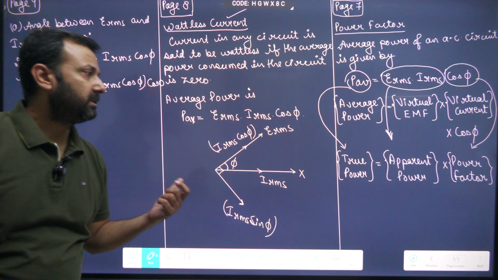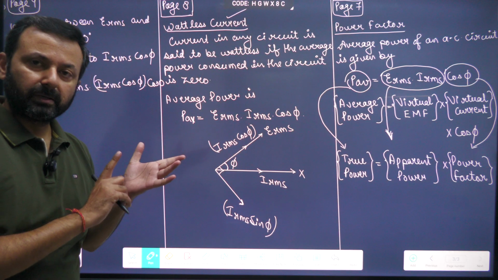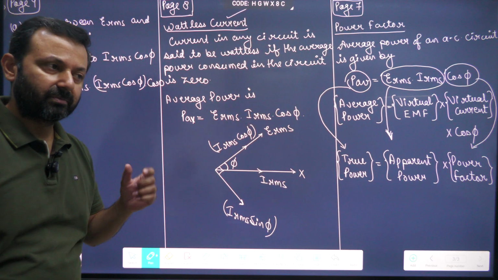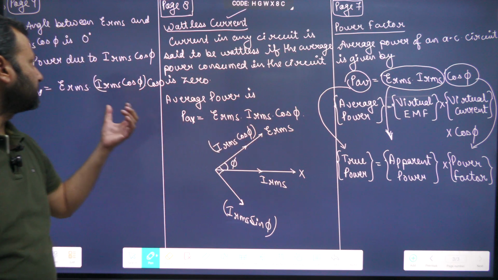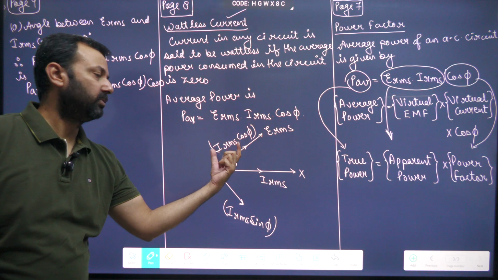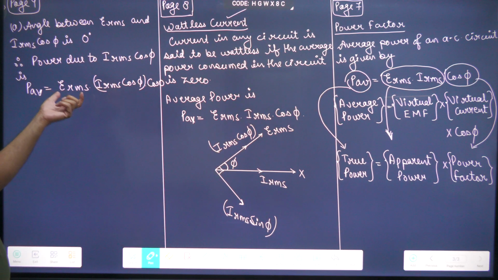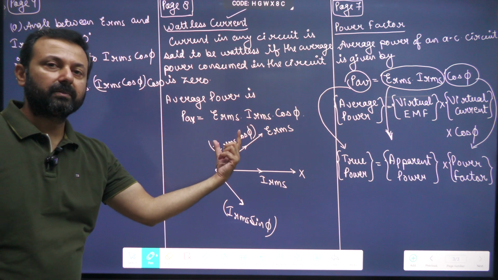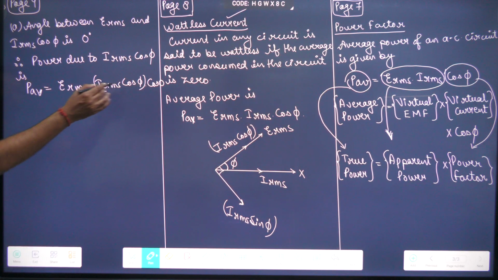This time I am not saying that. I am going to take EMF as ERMS and current as IRMS, and angle between both of them as phi. This time I am saying that EMF is ERMS, and current is this complete component, IRMS cos phi. So this one is EMF, this one is current, and what is the angle between ERMS and IRMS cos phi? It is 0. That's why I have taken cos 0 here. So cos 0 is 1.